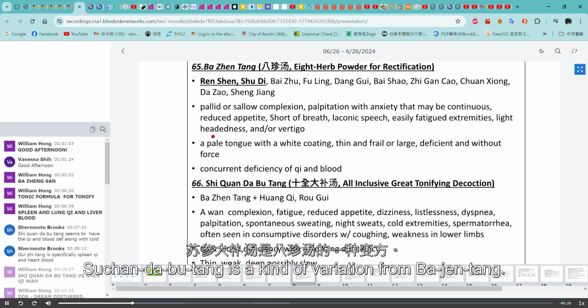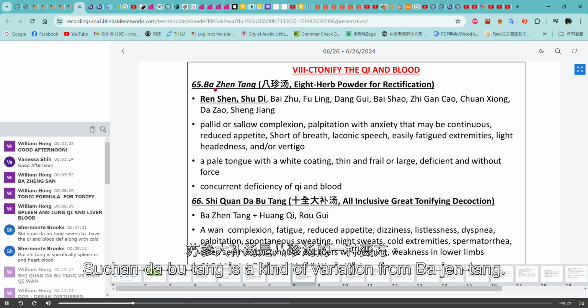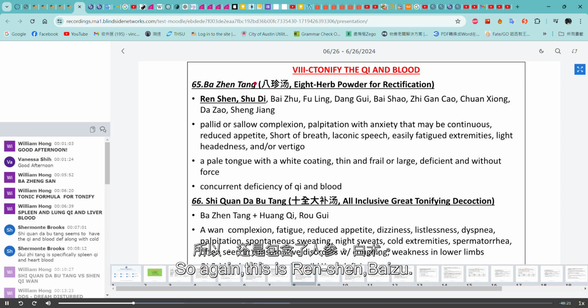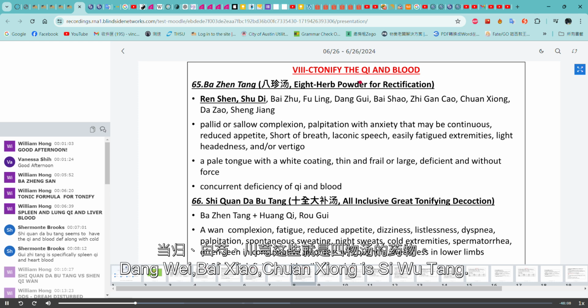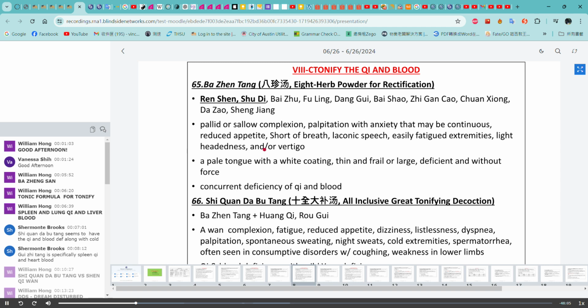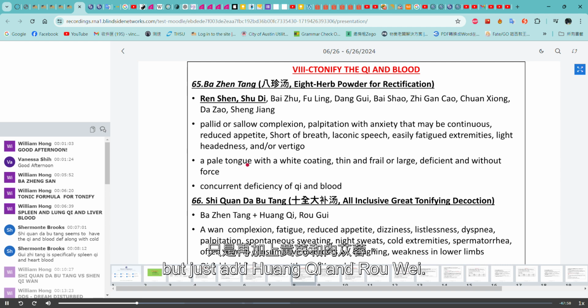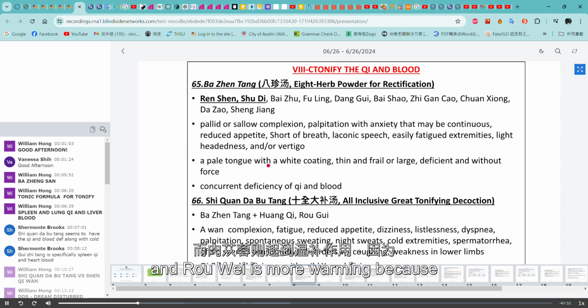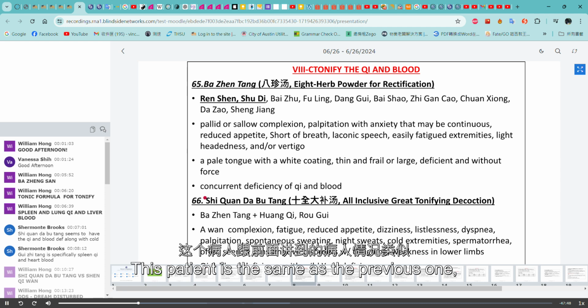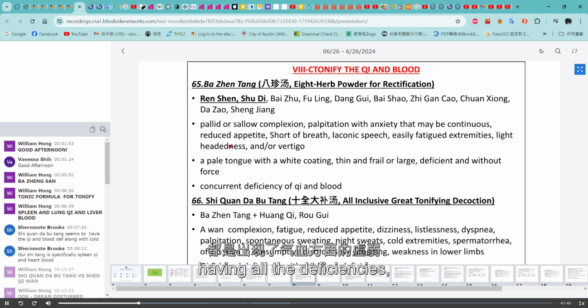Shi Quan Da Bu Tang is a kind of variation from Ba Zhen Tang. So again, this is Ren Shen, Bai Zhu, so this is more like Si Jun Zi Tang, and Shu Di, Dang Gui, Bai Shao, Chuan Xiong is Si Wu Tang. Whereas Shi Quan Da Bu Tang is the same as Ba Zhen Tang, but just adds Huang Qi and Rou Gui. So Huang Qi is strengthening more qi and Rou Gui is more warming, because this patient is the same as the previous one, having all the deficiencies, but a little bit towards yang deficiency.